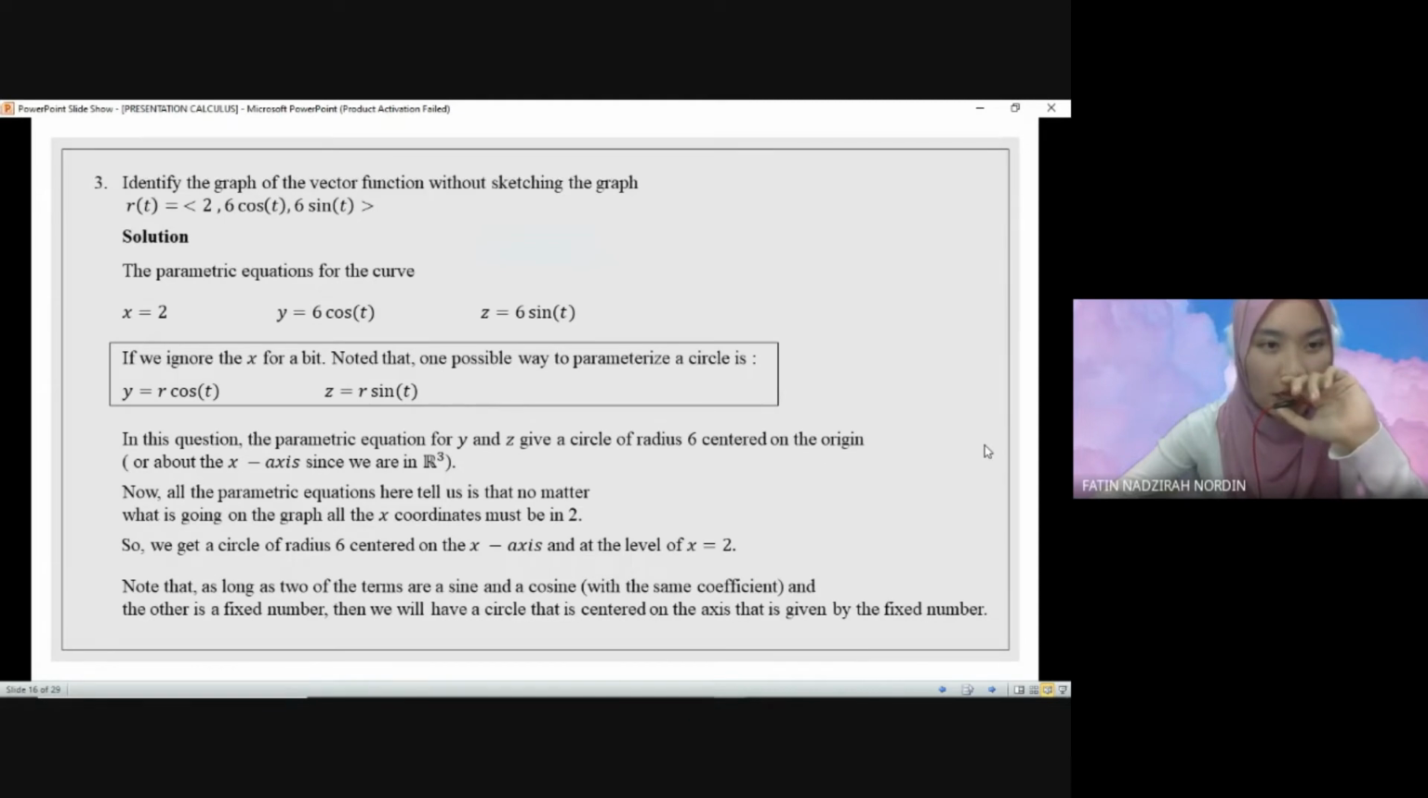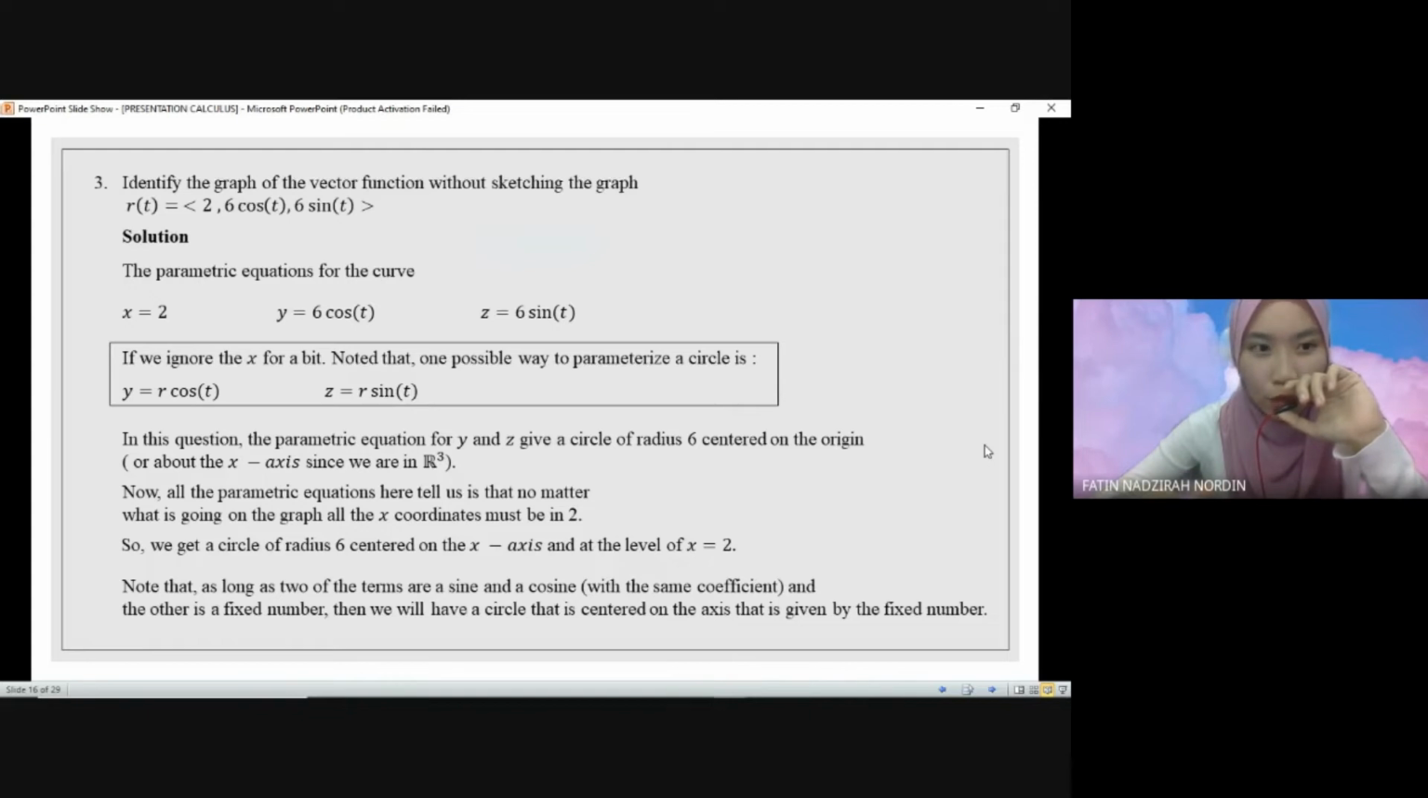The question is to identify the graph of the vector function without sketching the graph. We can see the question is r(t), with x equal to 2, y equal to 6 cos t, and z equal to 6 sin t. So the parametric equation for the curve is x equal to 2, y equal to 6 cos t, and z equal to 6 sin t.